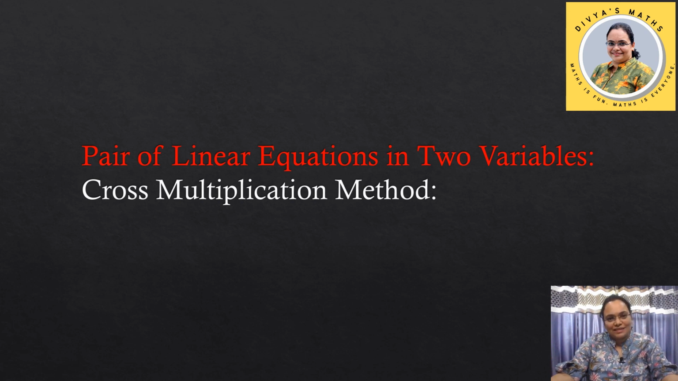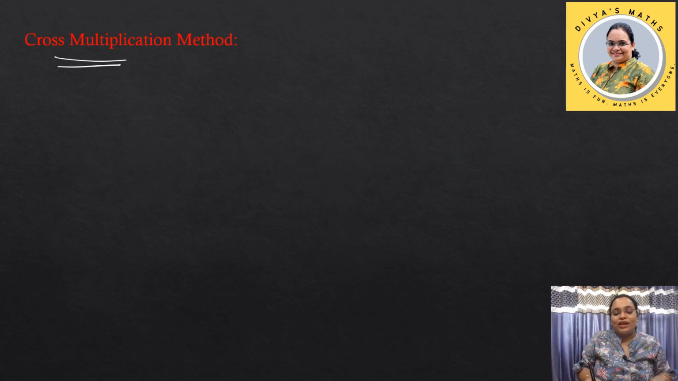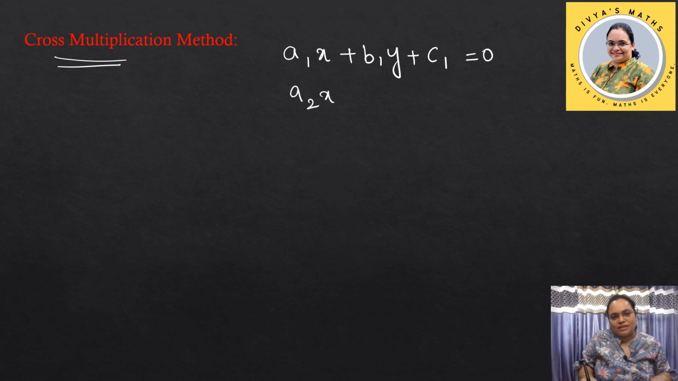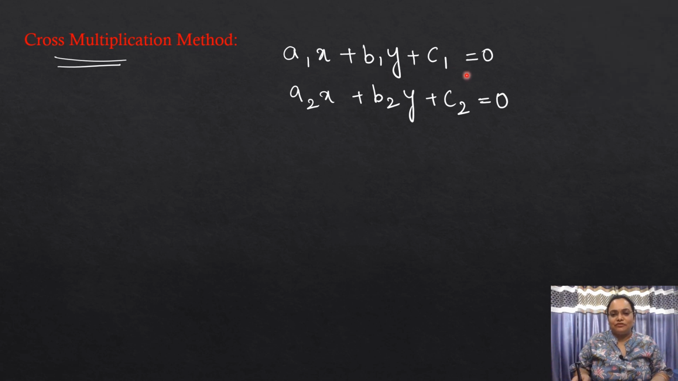Today, we will be discussing the cross multiplication method from the chapter Pair of Linear Equations in Two Variables. So we know the general form of a pair of linear equations in two variables. What is the general form? a1x plus b1y plus c1 is equal to 0, and a2x plus b2y plus c2 is equal to 0. This is the first equation and this is the second equation.